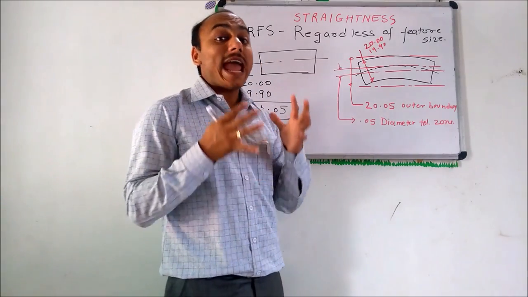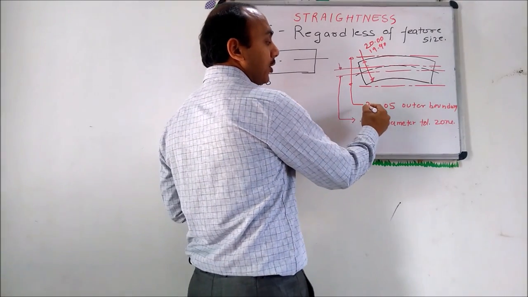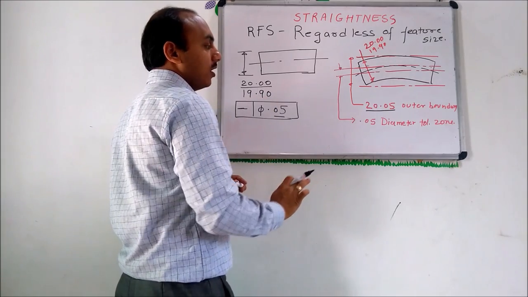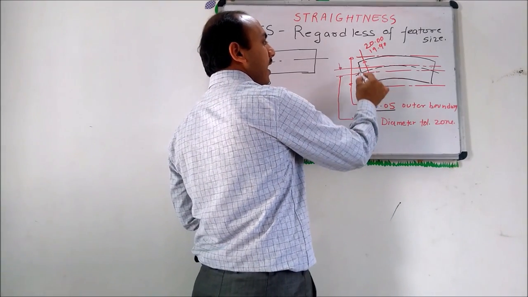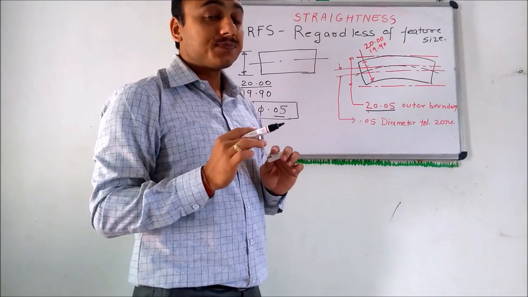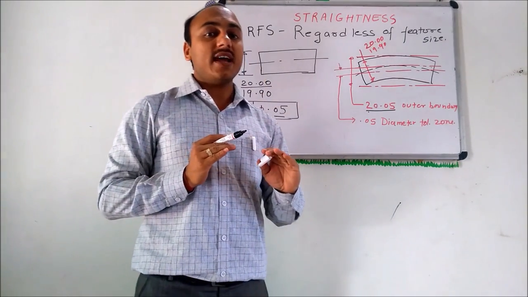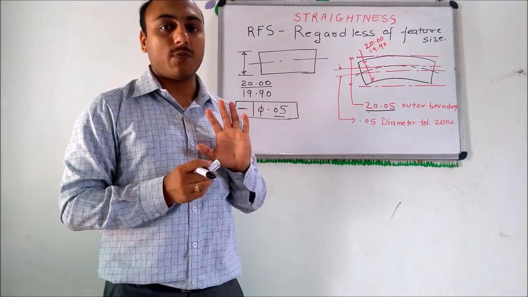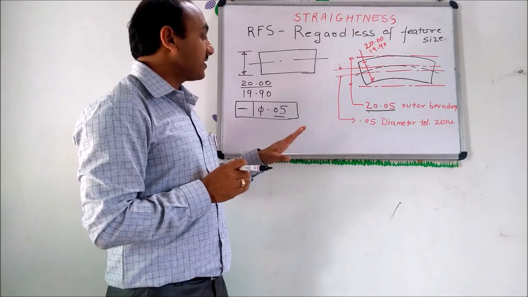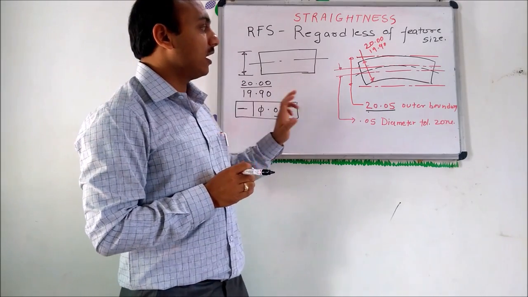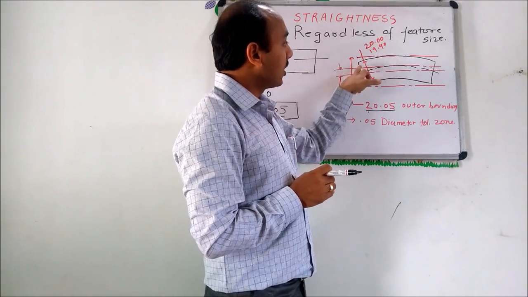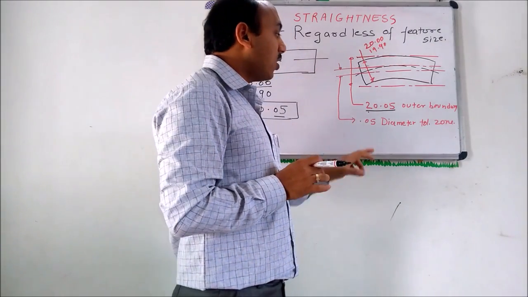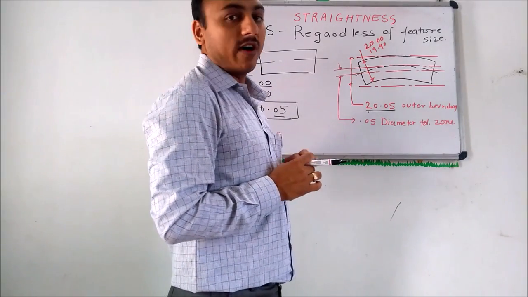Now, what would be the envelope in this case? The envelope will be 20.05. 20 is MMC plus this GTOL. So 20.05 will be the envelope dimension. And that doesn't mean that size variation of this component is allowed till 20.05. No. Size variation should remain till 20 only. If you can see, size should remain between 20 and 19.95. Only form variation is allowed after 20, that is 0.05.